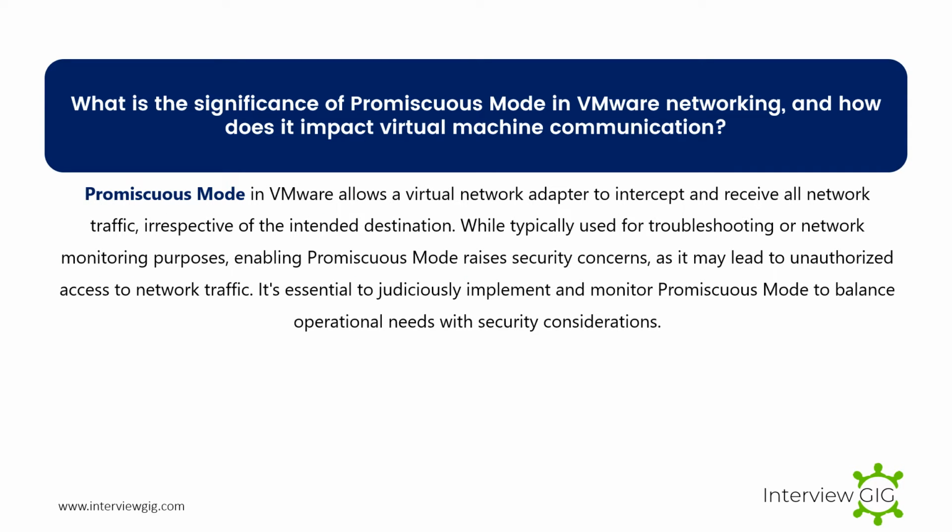What is the significance of promiscuous mode in VMware networking, and how does it impact virtual machine communication? Promiscuous mode in VMware allows a virtual network adapter to intercept and receive all network traffic, irrespective of the intended destination. While typically used for troubleshooting or network monitoring purposes, enabling promiscuous mode raises security concerns, as it may lead to unauthorized access to network traffic. It's essential to judiciously implement and monitor promiscuous mode to balance operational needs with security considerations.